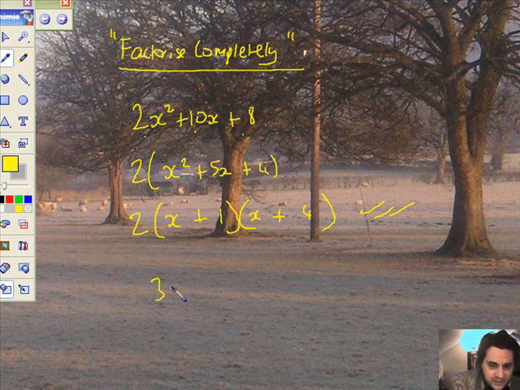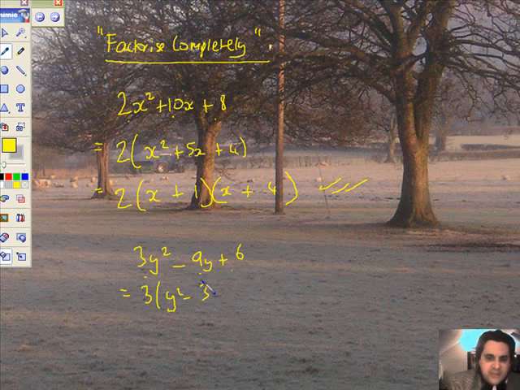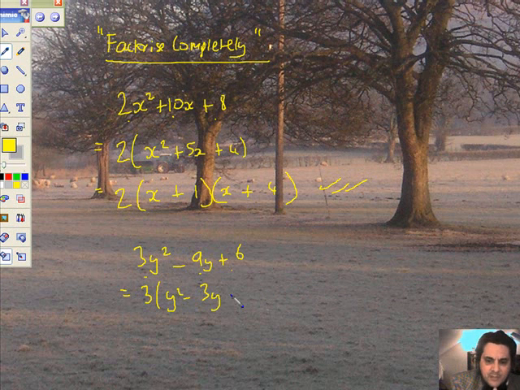Let me try number 20. It's in this sort of category of factorising completely. Right then, here we go. 3, 9, 6, common factor 3. Oh, by the way, these are all equal. Take 3 out. I've got y squared minus 3y, because 3 3s are 9. So plus 2, because 2 3s make 6. So that's that bit sorted.